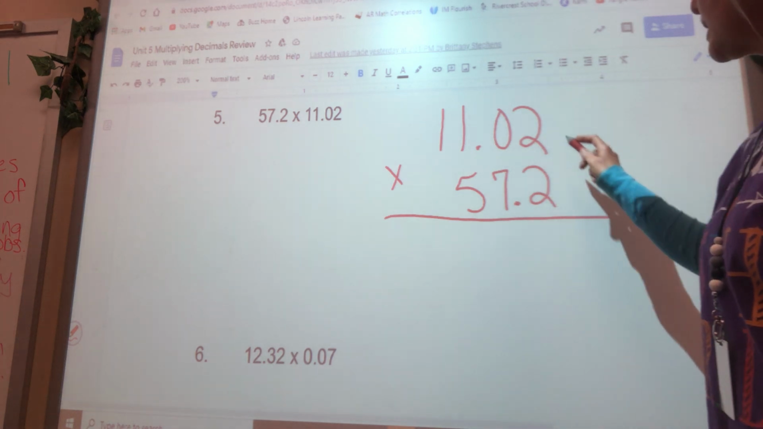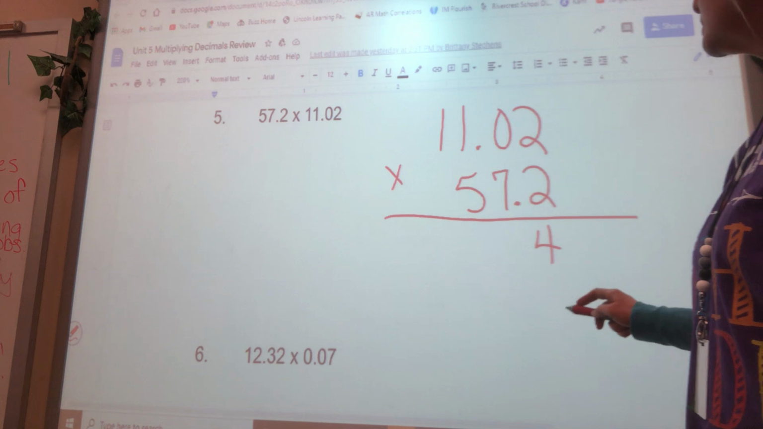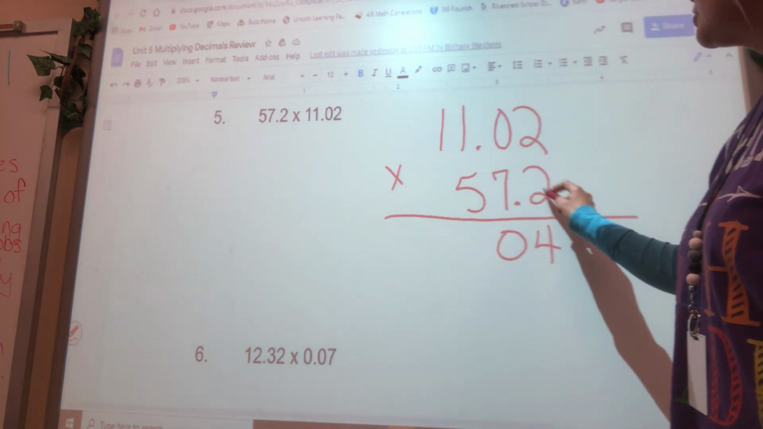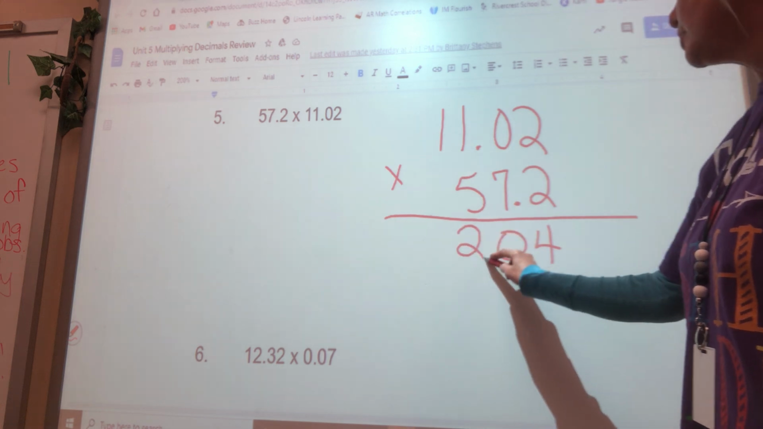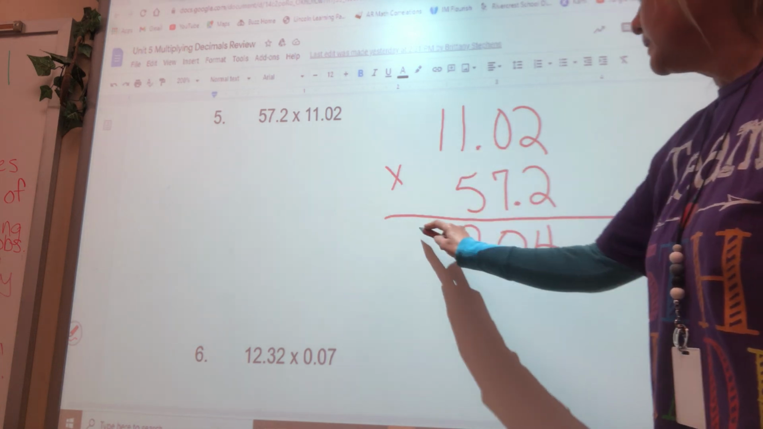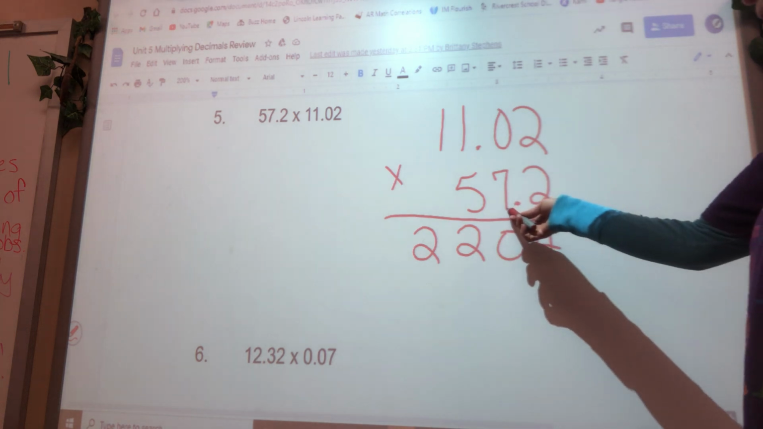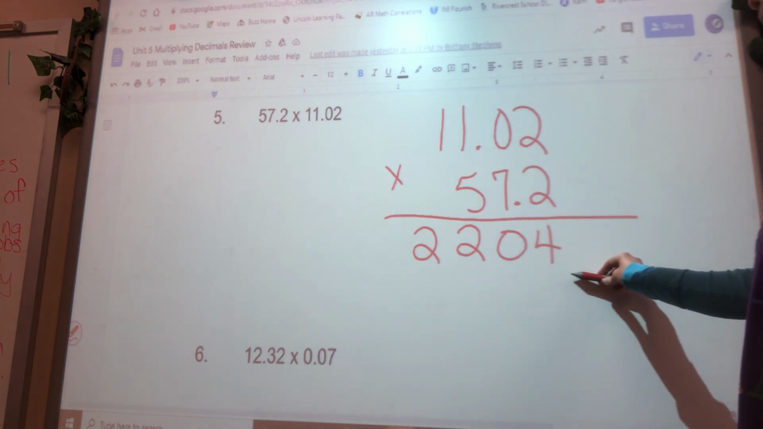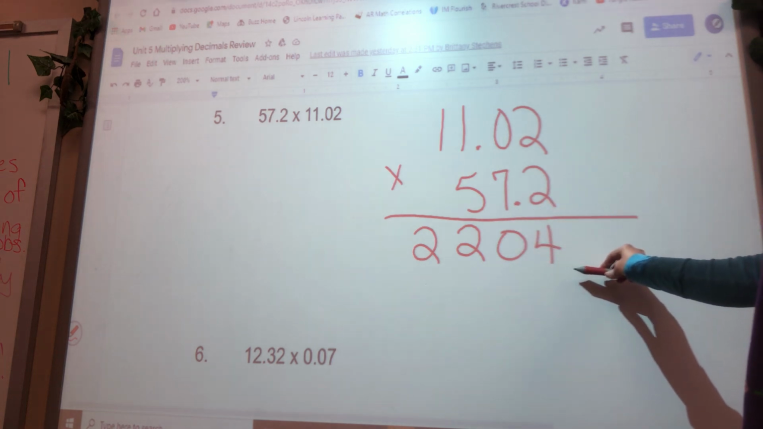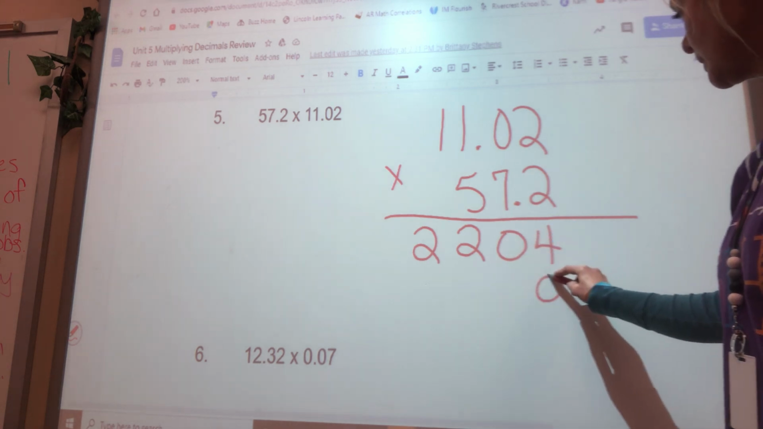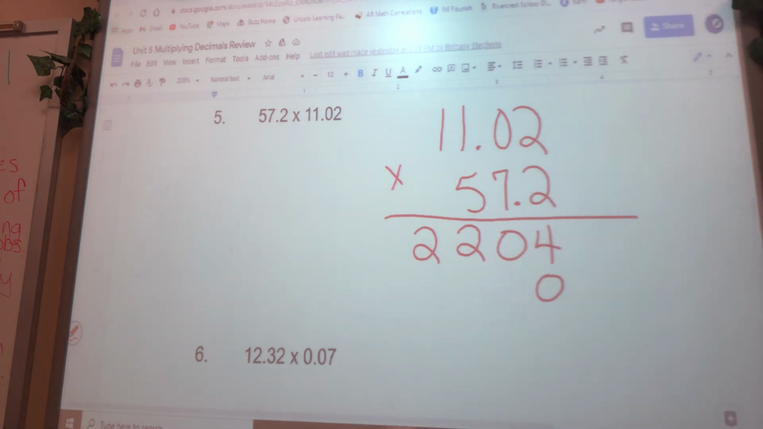We have 2 times 2 is 4. 2 times 0 is 0. 2 times 1 is 2. 2 times 1 is 2. And now we move to that second number. So if I'm working with the second number, I need to be in the second row, and my actual math needs to start under the second number. So I need a placeholder 0 right here. Okay, and then we multiply as usual.